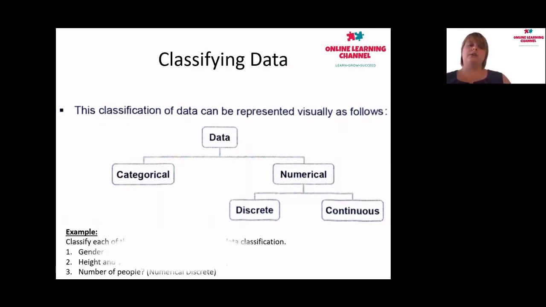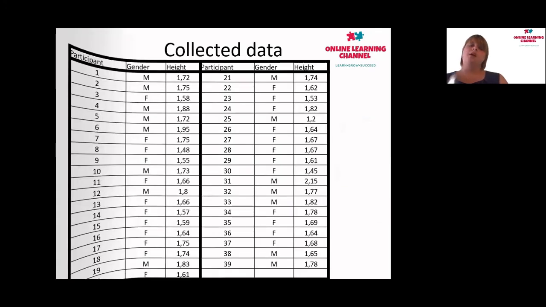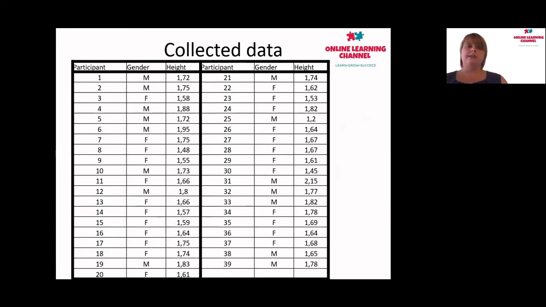So here's just quick 3 examples. Classify each of the following according to the data classification. Gender and race is categorical. Height and weight is numerical continuous because it continues as decimals, and number of people is numerical discrete. So here's my data that I collected.